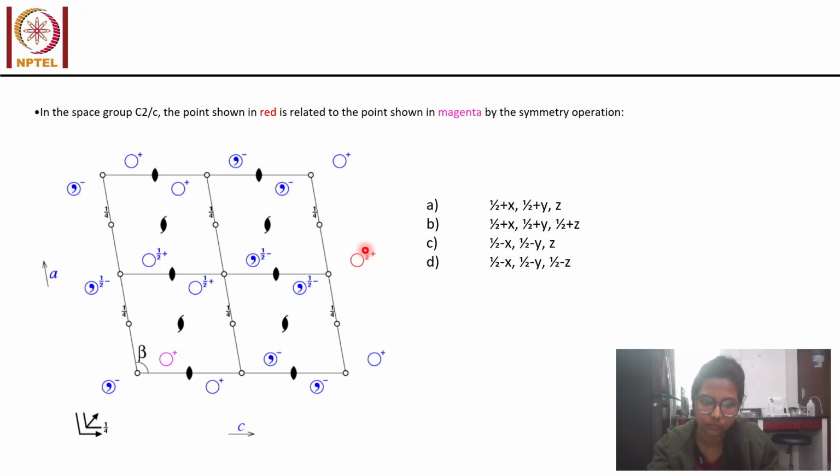Yes, because A, B, C are always along X, Y, Z respectively. Means A is along X, B is along Y, C is along Z. So this is a kind of convention. And we also have the angles alpha, beta, and gamma. So it is always like between A and B, the angle will be gamma.